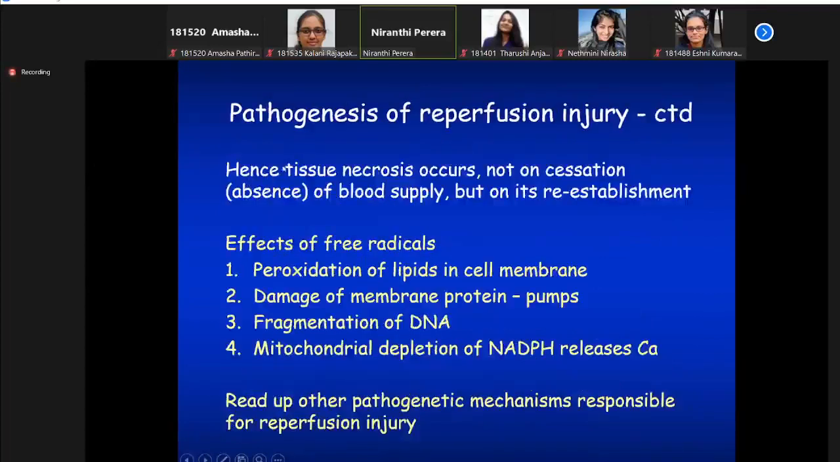So in reperfusion injury, tissue necrosis occurs not on cessation of the blood supply, but on its re-establishment. Now, that sentence is a bit distinct because tissue necrosis has already occurred in part of it, right? But what we are talking about is the other areas, in the ischemic myocardium, which has not yet died but is a bit vulnerable to death. Tissue necrosis will occur in those cells not because of cessation of the blood supply, but on its re-establishment. Okay? Did you all understand that?